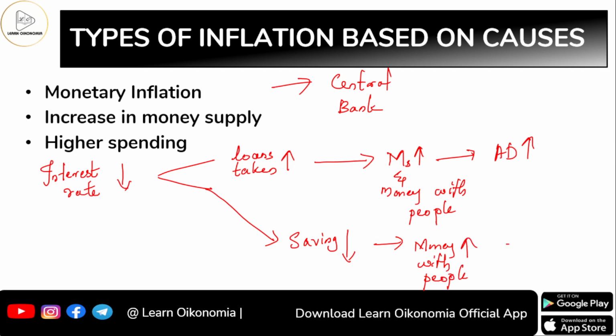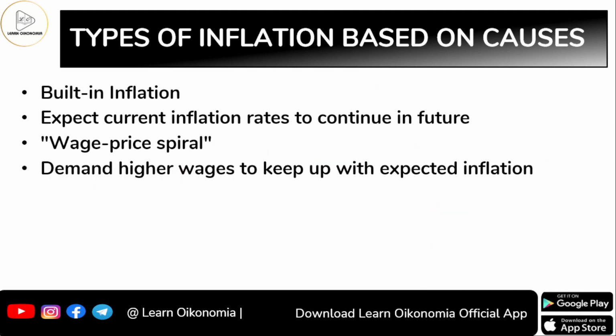Now again, what will happen to aggregate demand? The aggregate demand is increasing. So remember, here also you need to consider aggregate demand increasing and aggregate supply remaining the same. Okay. So what will be the implication? Price will be increasing. So what is that? It is inflation. So this is called monetary inflation, which is happening due to increase in money supply in the economy.